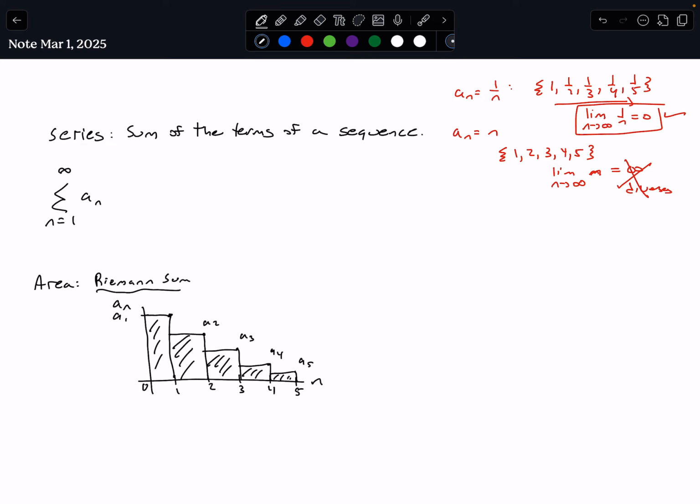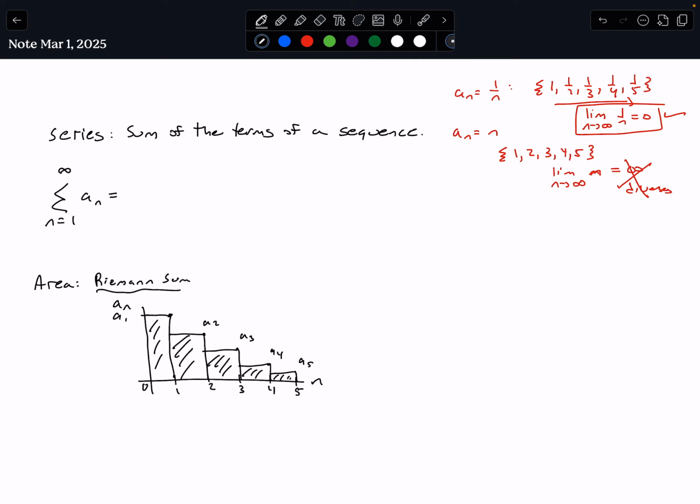So if I wanted to find the area underneath this, I want to know what happens to the area. Will that area converge or diverge? Because in order to find out if my series will converge, I just want to take a look. Will that total area converge here?